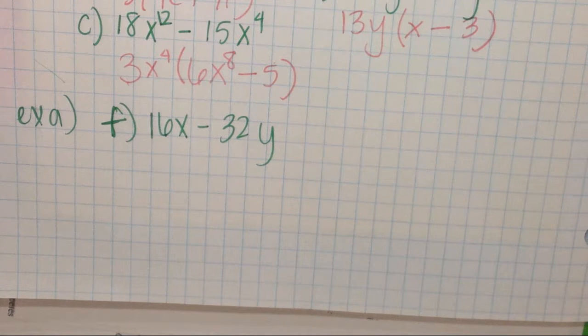Nope, I don't want anybody to say it. I just want us to write it down and think for a moment. Thinking is internal, not external. Now, what do you think the biggest number that goes into 16 and 32 is? Bigger. 16.